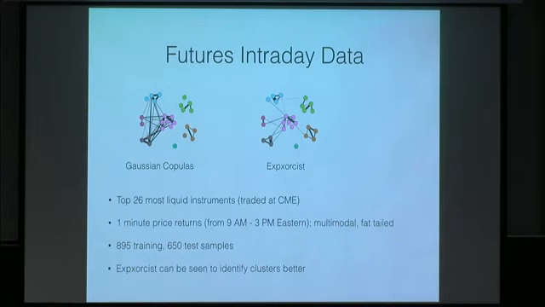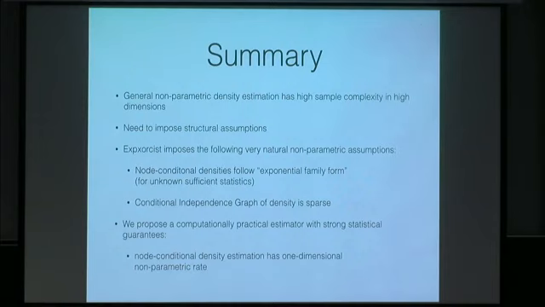But like I mentioned, the Exorcist density, even though it seems stringent, is an ANOVA type decomposition. Essentially all it's saying is that the conditional densities have exponential family form, which is actually not that stringent. Okay, and so that's that.